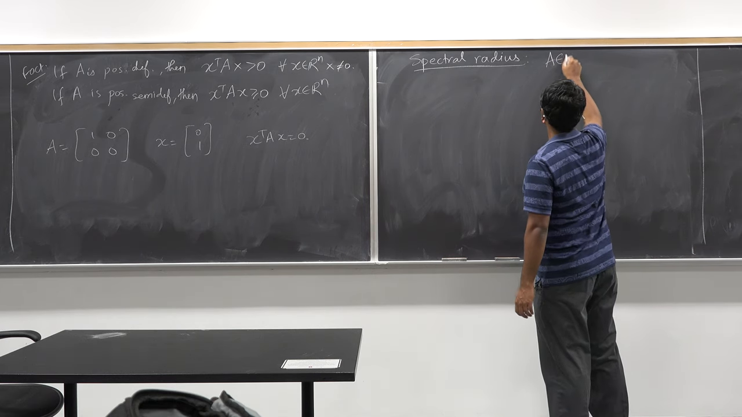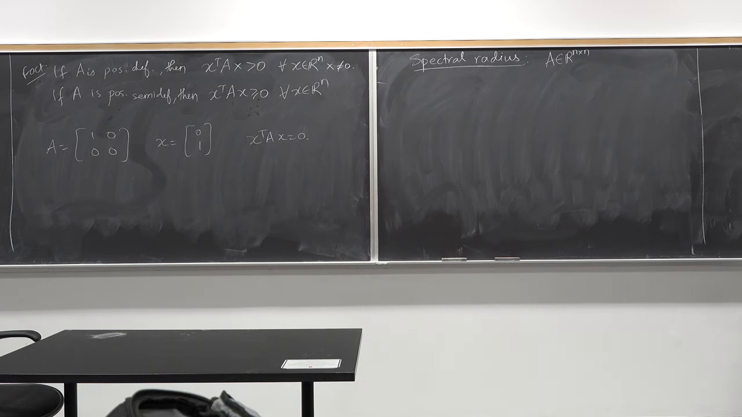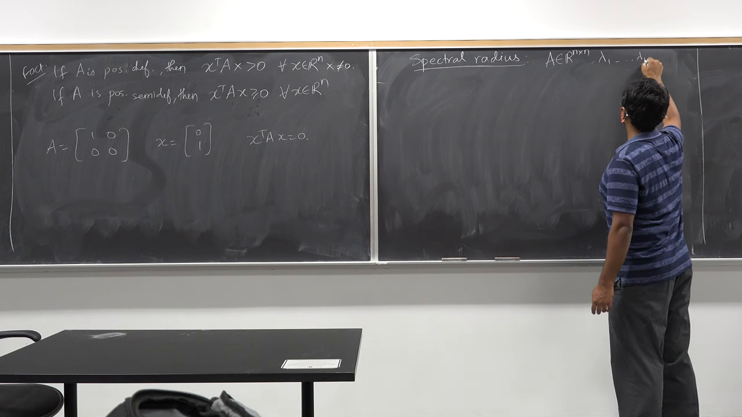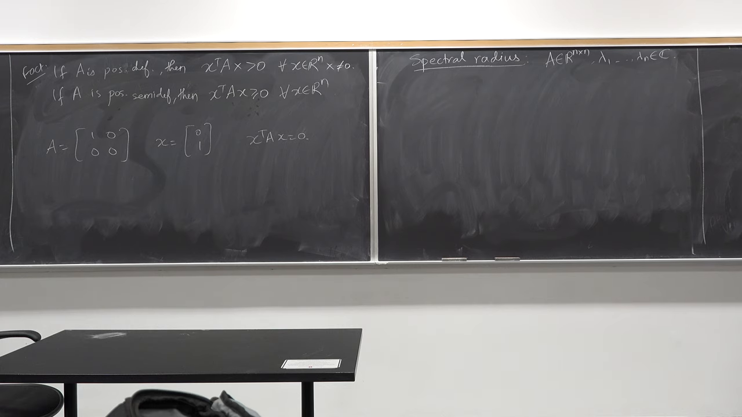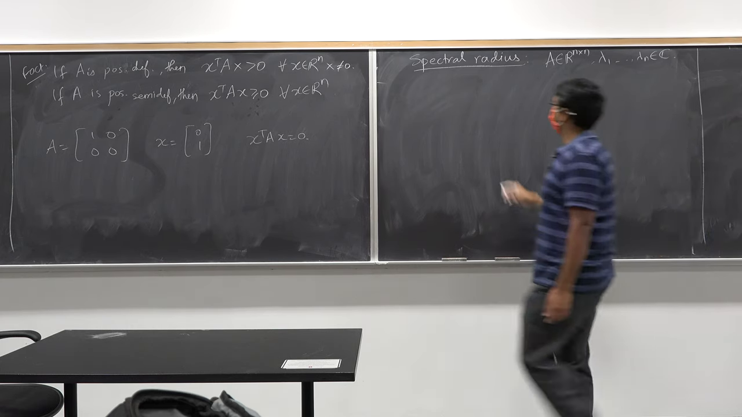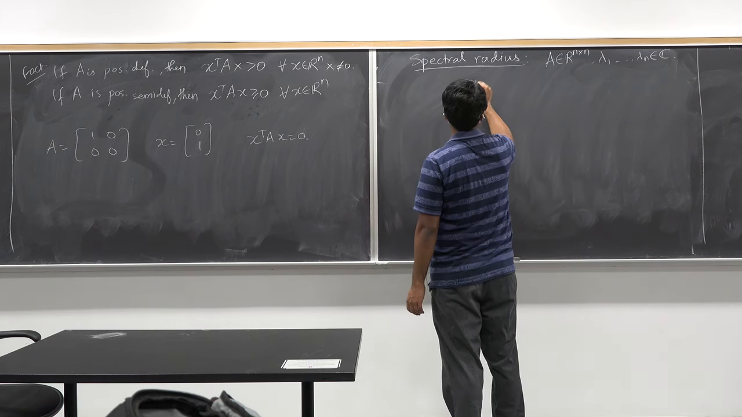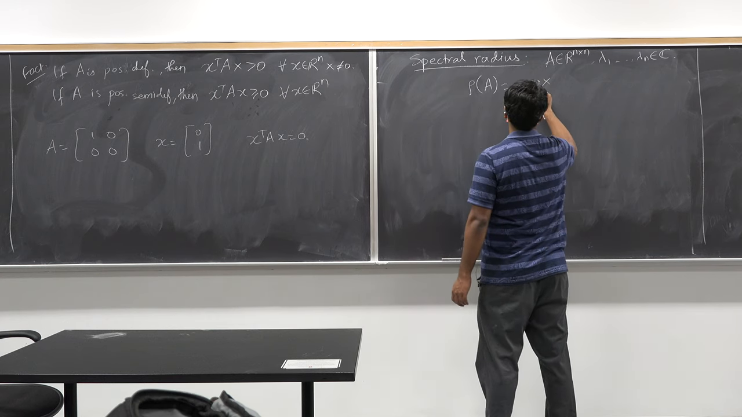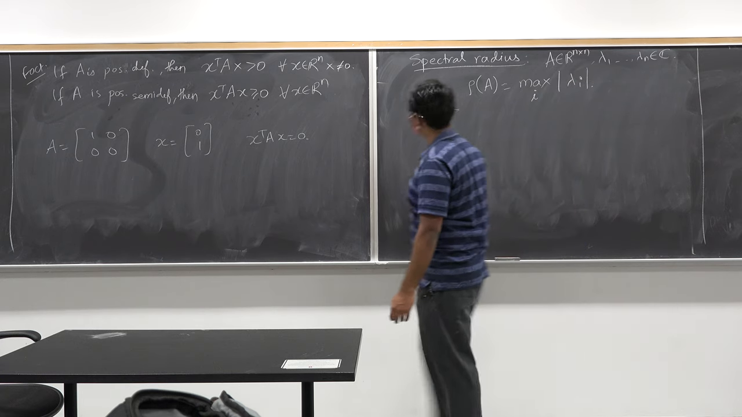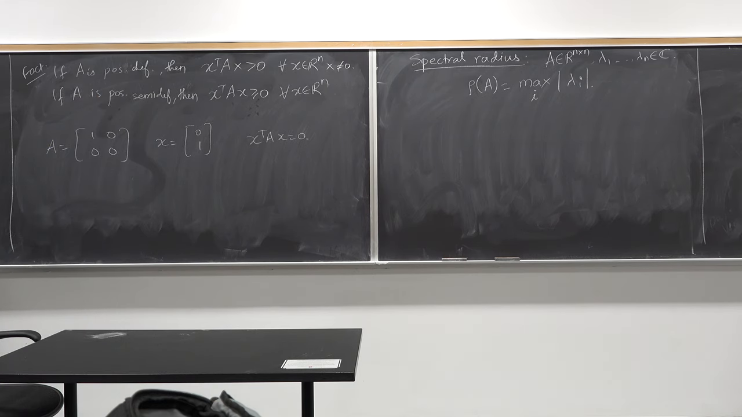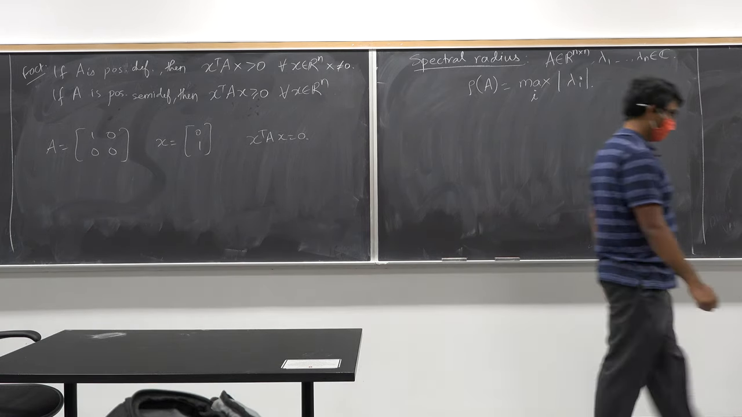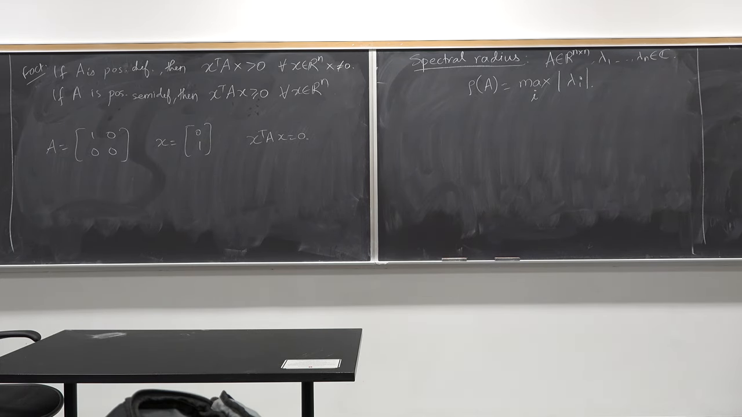Okay, so I have a matrix A in Rn cross n. It need not be a symmetric matrix or anything, it's just a matrix. And I have eigenvalues lambda 1 to lambda n in the complex plane. I will always have n eigenvalues for a matrix. I define the spectral radius rho of A as the max over i of the absolute value of lambda i. So the maximum of the absolute value of eigenvalues is called the spectral radius.